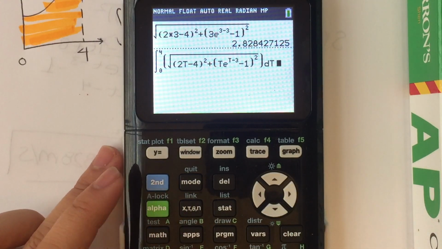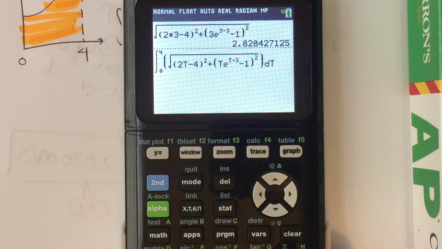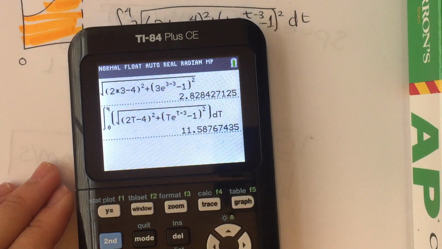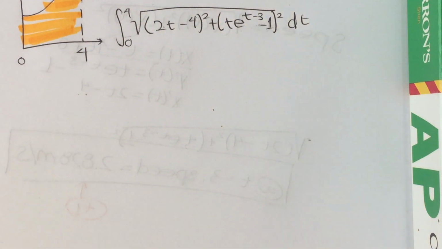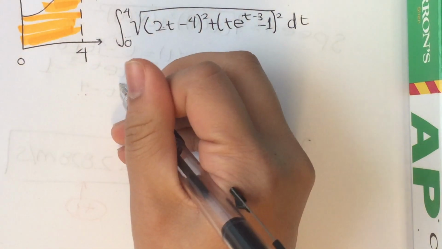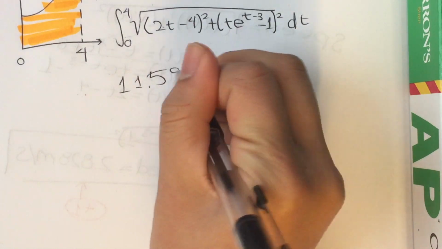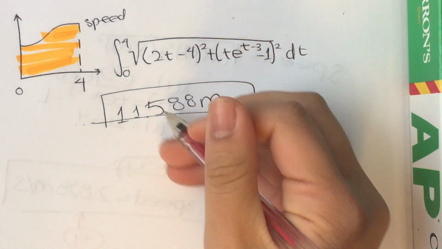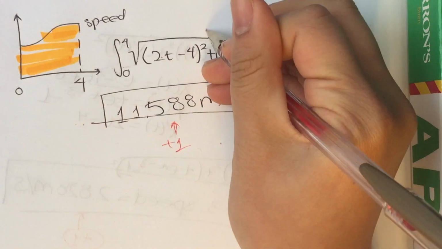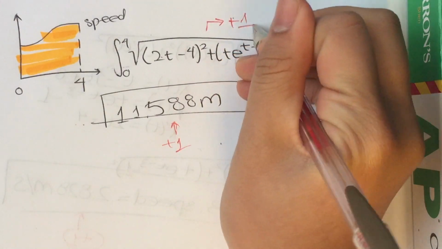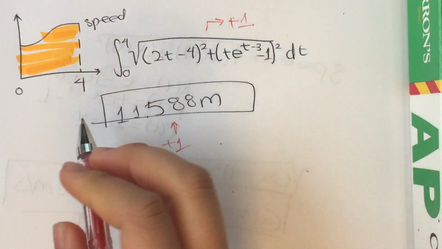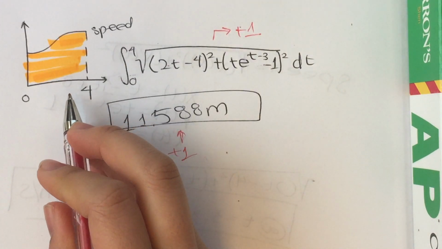Now this part might take a while because we're integrating a somewhat complex function, but the final answer should be 11.587 or 11.588. So that's the total distance traveled, and we can write 11.588 meters. And according to the scoring guidelines, this question is given 2 points. 1 is for having the correct answer, and 1 is for having the correct setup of the integral. But once again, I would recommend having the correct units, 3 decimal places, and maybe even including a graph to show that you know what you're doing.